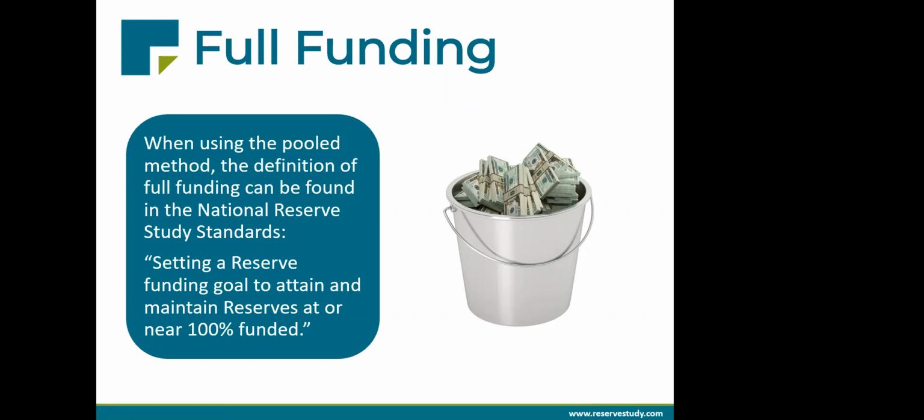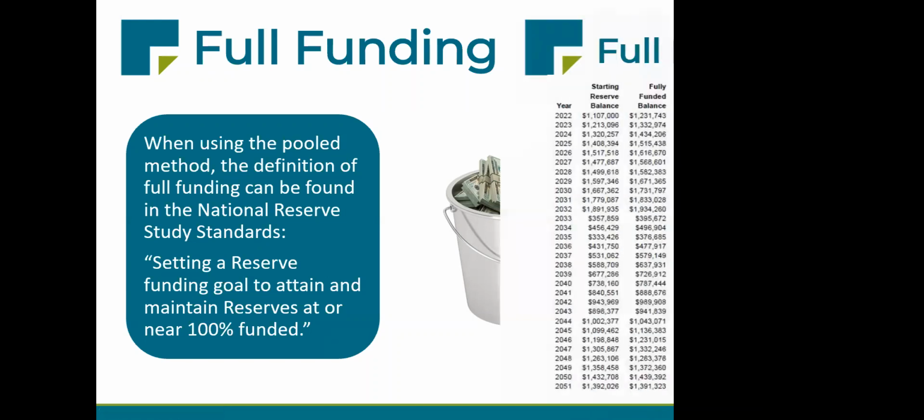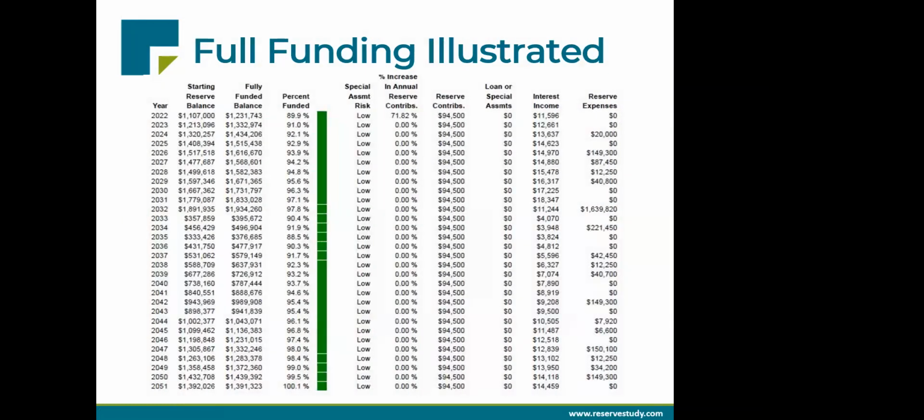Here we are. The point I want to make is that the definition of the term full funding means setting the objective to attain and maintain reserves at or near 100% funded, right? It's not a cash dollar measurement anymore. It's measured in terms of percent funded, which is again why it's so important to understand that concept. So how does that look? Okay, let's use the same example as before, but this time we're going to design a plan that has them attain and maintain that position of becoming 100% funded.